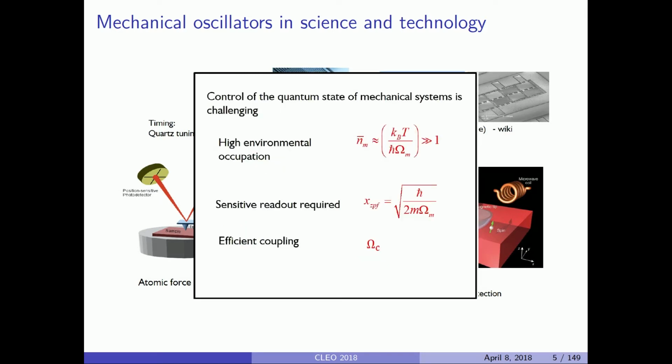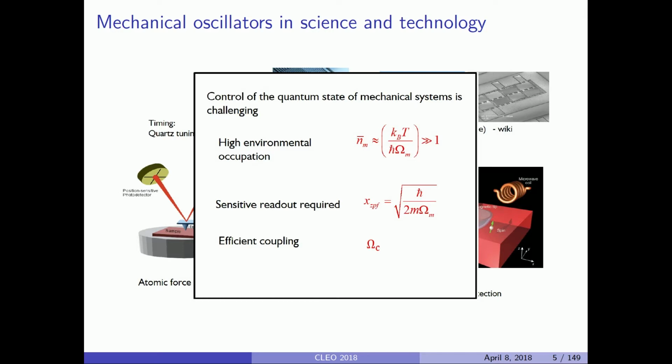Now, to gain control of mechanical oscillators, especially if you're interested in exploring them in a quantum regime, you would ideally first of all like to reduce their thermal occupancy. This is the number of thermal quanta. Say for a 1 megahertz oscillator at room temperature, you would typically have millions of quanta, so it's a very highly classical thermal state. At the same time, you also like to have a very sensitive readout. How sensitive? A natural scale of comparison is the so-called zero-point motion.